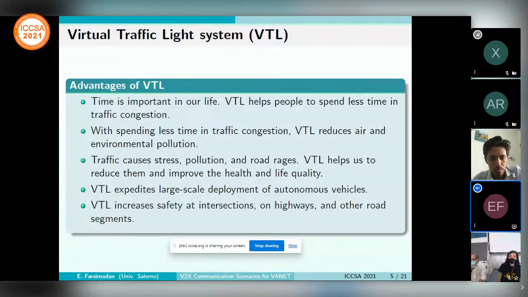Traffic causes stress, pollution, and road rage. VTL helps us to reduce them and improve health and life quality. And also VTL accelerates large-scale deployment of autonomous vehicles, as we said in the first slide. And also VTL increases safety at intersections, on highways, and other road segments.